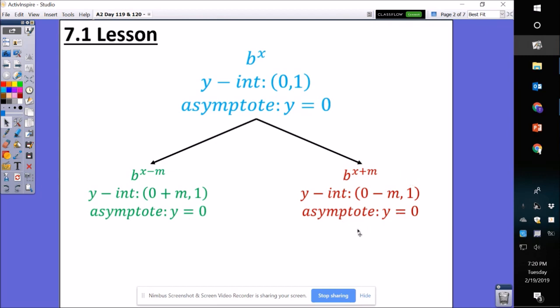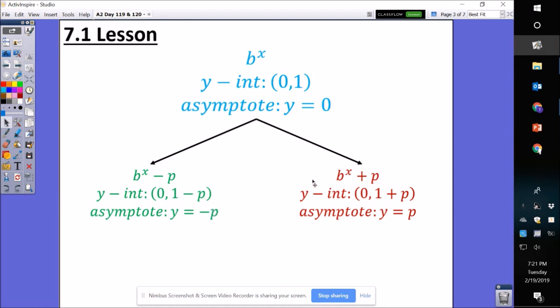Now if you look at the right side, b to the power of x plus m, then your y-intercept is going to be (0 minus m, 1). So when you have x plus m, you will change the x value of your y-intercept, but the asymptote will stay the same. Make sure you follow these rules because this information will help you graph your exponential function when you have a number with the x, x minus m or x plus m. And I'm using m to represent any number that we have.